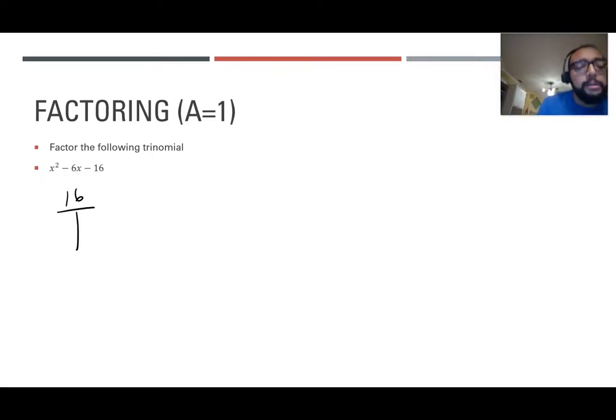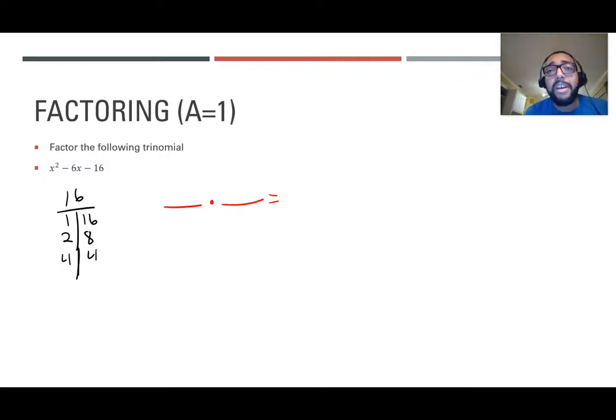But two numbers that multiply to be 16, you can always do 1 and 16. It's even, so we can do 2 times 8. And I happen to know that 4 times 4 would be 16 as well. Okay, cool. What are we looking for again? We're looking for two numbers such that when you multiply, you get your c value. Remember, your c value is negative 16.